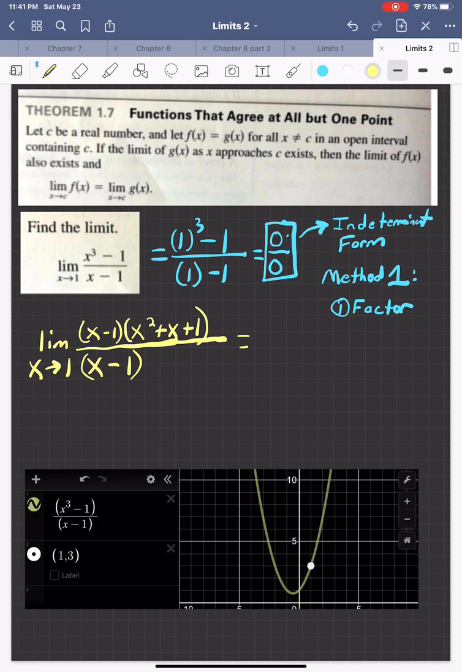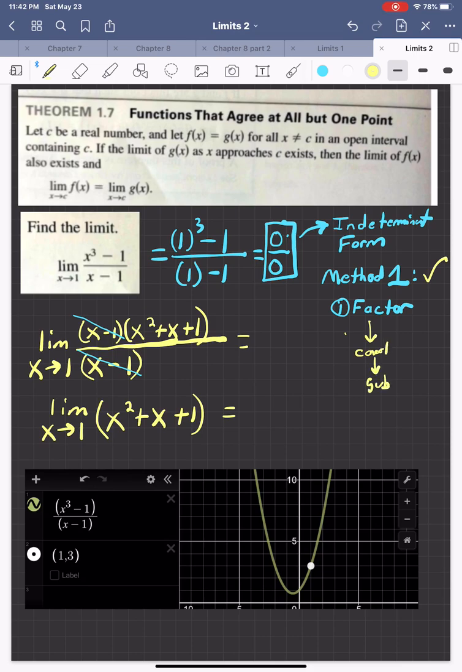Okay, and now notice what we hope happens is that something cancels. And you can see right now that your x minus 1 factors cancel. So what's left at that point? Well, you still have not evaluated the limit, right? We still want to know what is the limit as x approaches 1. But what's left in this case is just the x squared plus x plus 1. So method 1 is to factor, cancel, and then try to use the substitution method.